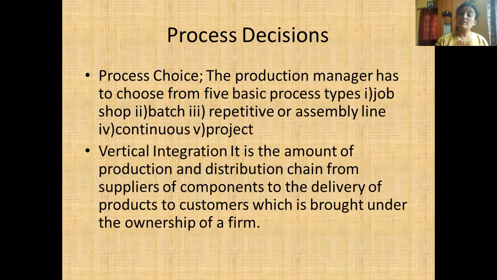Then what are process decisions? Process choice, as I have already mentioned, the production manager has to choose from five basic process types: job shop, batch, repetitive or assembly line, continuous process, project process. These are different types of processes, and the production manager has to choose from these five, which is the best one. Vertical integration is the amount of the production and distribution chain, from suppliers to components to the delivery of products to customers, which is brought under the ownership of a firm.